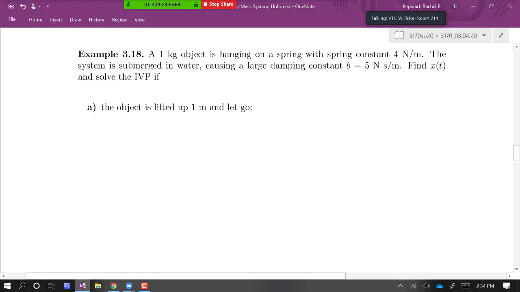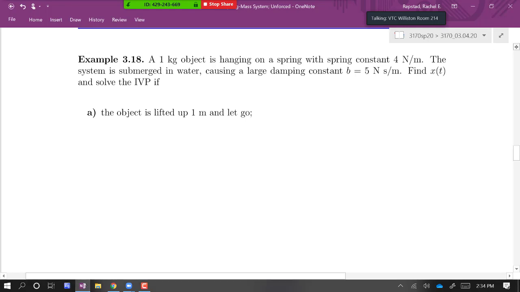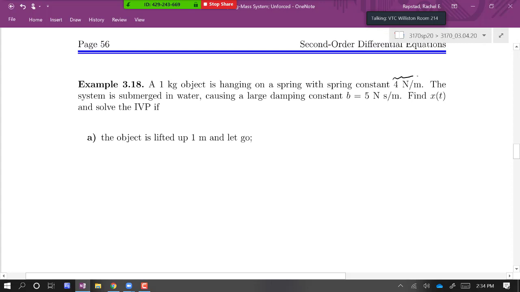So we have a 1 kilogram object hanging on a spring with a spring constant of 4 newtons per meter. So that means the spring constant is k. The system is submerged in water, causing a large damping constant of 5 newton seconds per meter. We're going to find x of t, the position function, and solve the initial value problem if it is lifted up 1 meter and then let go.